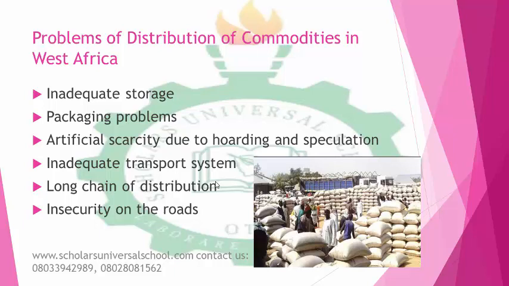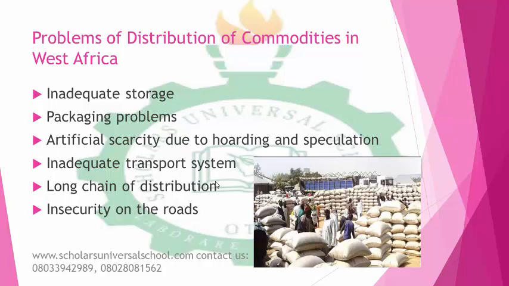If these commodities are coming from the farmers, there has to be a place to store them before they are moved to the marketplace. So if we do not have adequate storage facilities, it becomes a problem in the distribution of agricultural produce in the country.